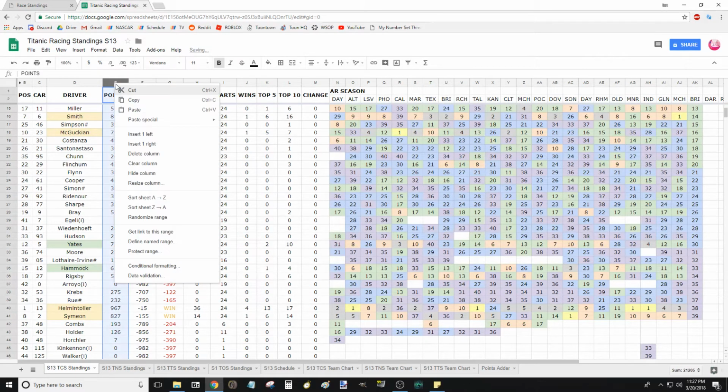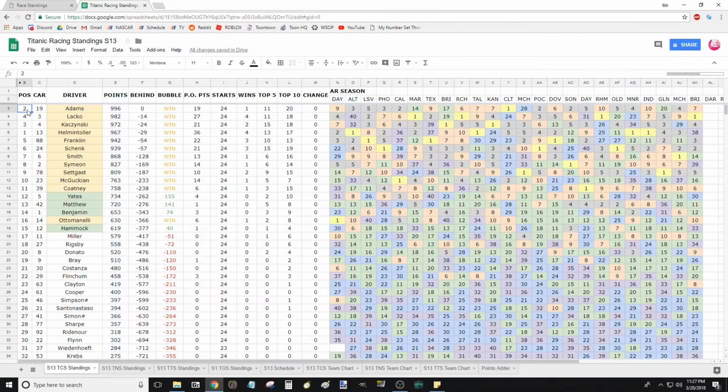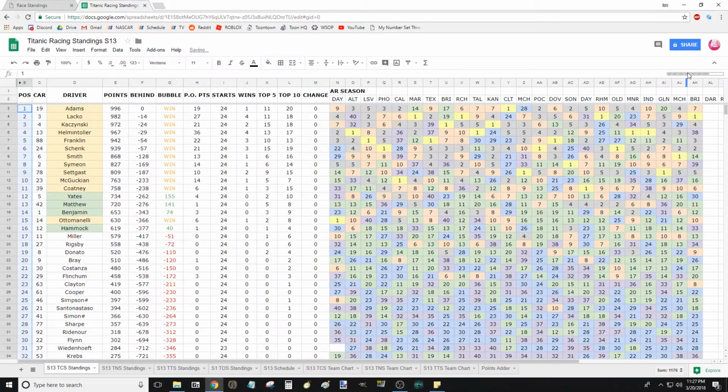And then I'm going to sort points Z to A. And then we're going to change the positions. Give it a minute. There's a little loading bar right here, and these numbers will change automatically. We can put this back. Merge it back in.